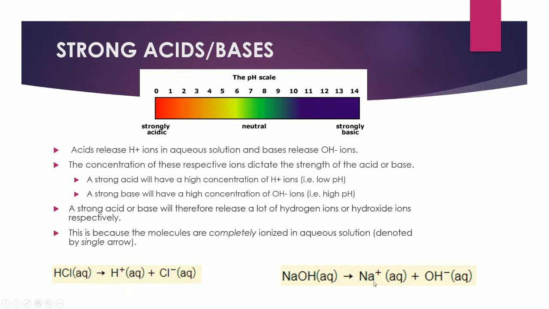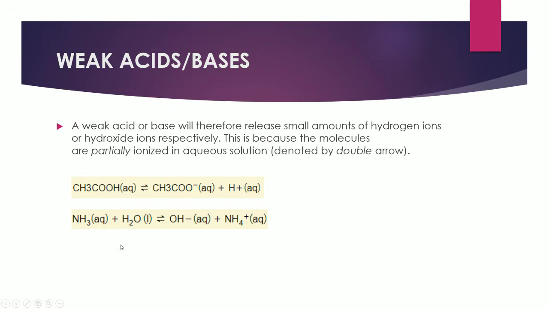break down into sodium ions and hydroxide ions, and therefore you result in a lot of hydroxide ions here, therefore raising the concentration. And in this scenario here, you get a lot of hydrogen ions as a result of the complete dissociation. If oppositely, a weak acid or base will release a small amount of hydrogen ions or hydroxide ions respectively. This is because molecules are only partially ionized in aqueous solution, and we look at that with a double arrow.